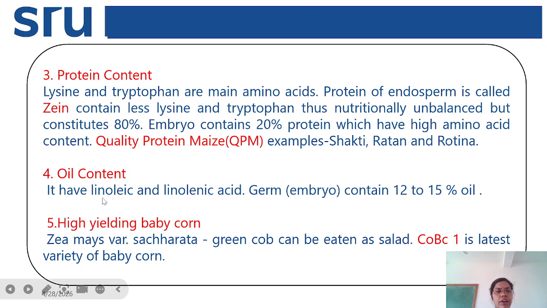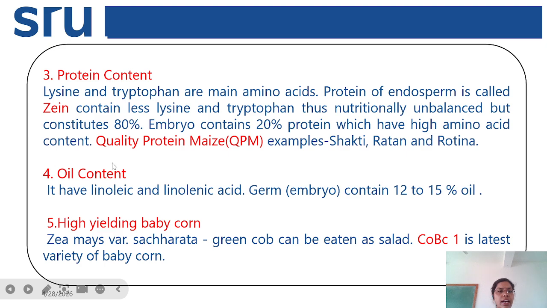Generally, maize has linoleic acid and linolenic acid, and the embryo contains around 12 to 15% of oil content. The protein of the endosperm is called zein, and the embryo has 20% of the protein. And in quality protein, the normal maize has a lesser amount of lysine and tryptophan. To get balanced nutrition, they have developed quality protein maize with a higher amount of lysine and tryptophan. The examples are Shakti, Ratna, and Protina.